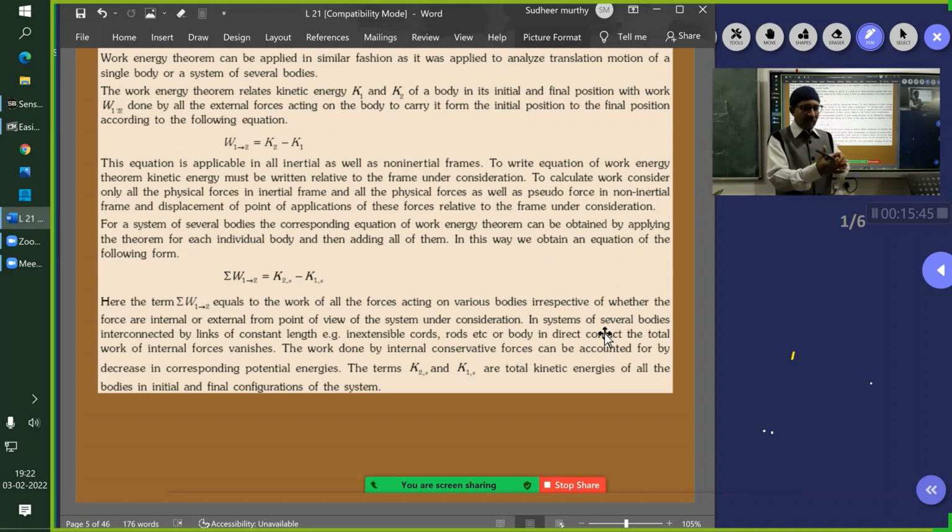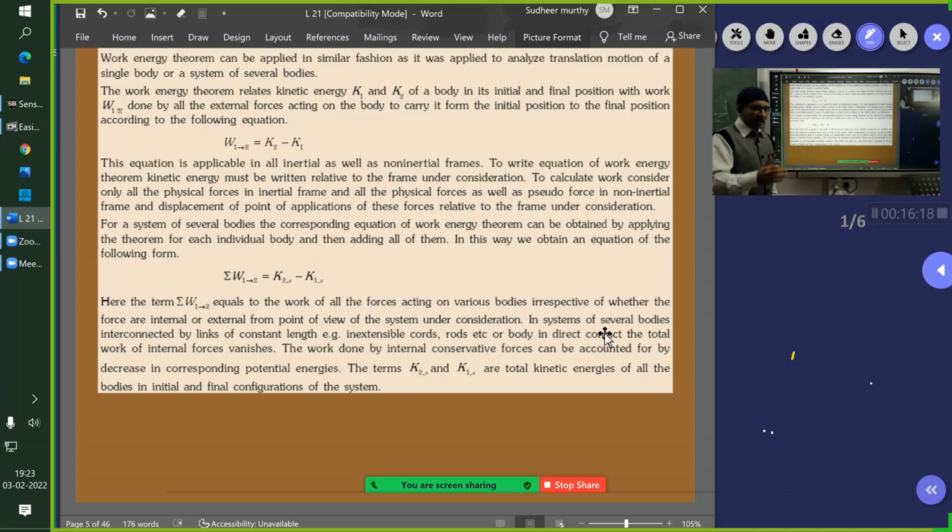So there are two forces acting. One is the gravitational force, which is down, and whatever force I am applying is up. So what is the work done on the system? Work done by my hand is F into x. Work done by gravity will be minus mgx. Both of them are acting here, so you have to consider the effect of both these forces, and that will be equal to the change in the kinetic energy.